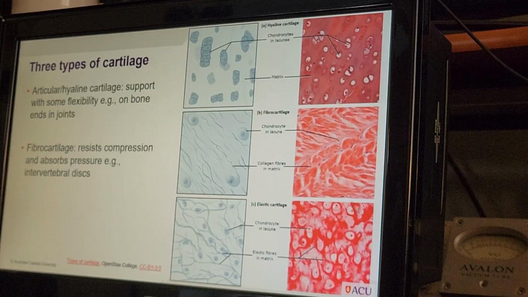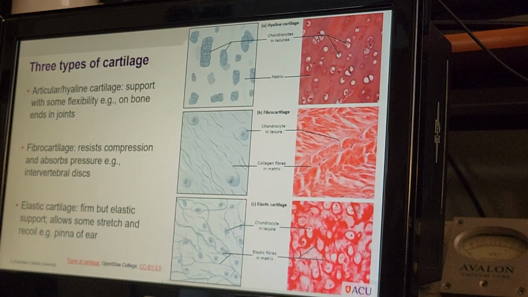If we look at B, the fibrocartilage, this is full of collagen as well. We can see lots of collagen fibers present, labelled in that diagram. And this is a very, very strong tissue that's able to both absorb pressure and resist compression, resist being compressed. An example of where we find fibrocartilage is in the discs between our vertebrae and also at the front of the pelvis at the pubic symphysis.